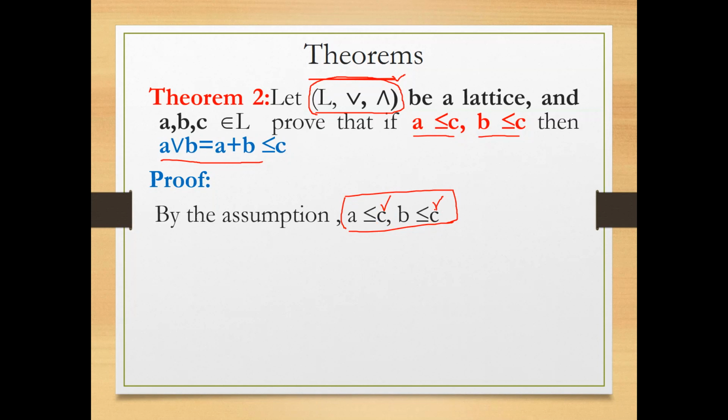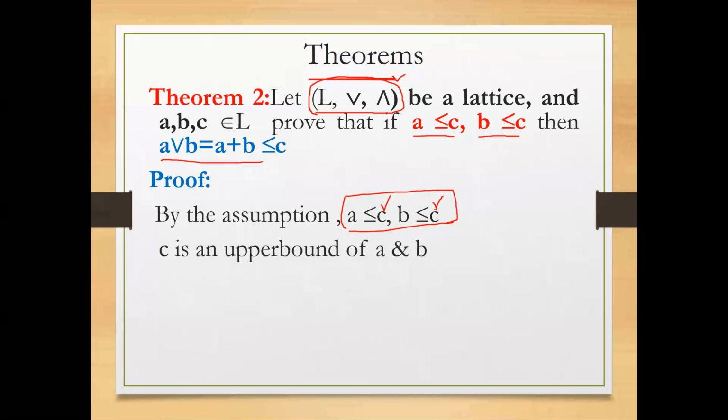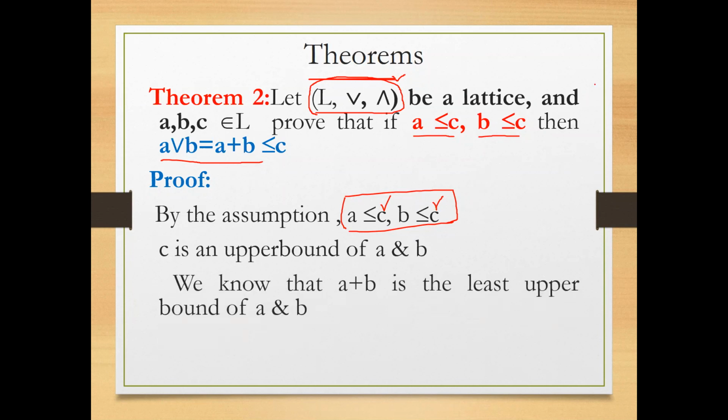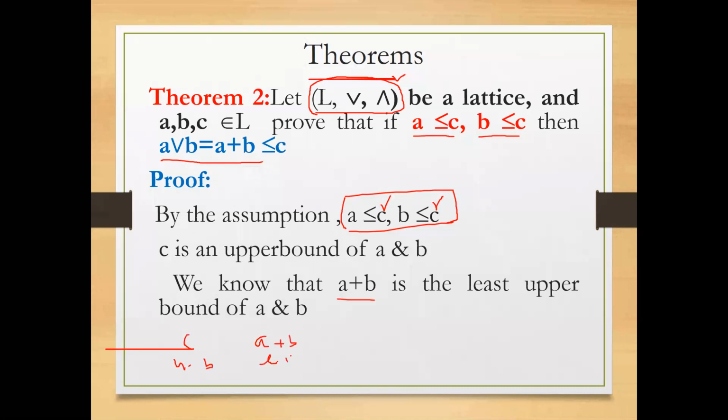Always remember, an element that commonly appears on the right side is an upper bound. So we can say C is an upper bound of A and B. If C is an upper bound of A and B, but we know that A plus B, or you can say A join B, is the least upper bound of A and B. Now C is an upper bound and A plus B is the least upper bound.